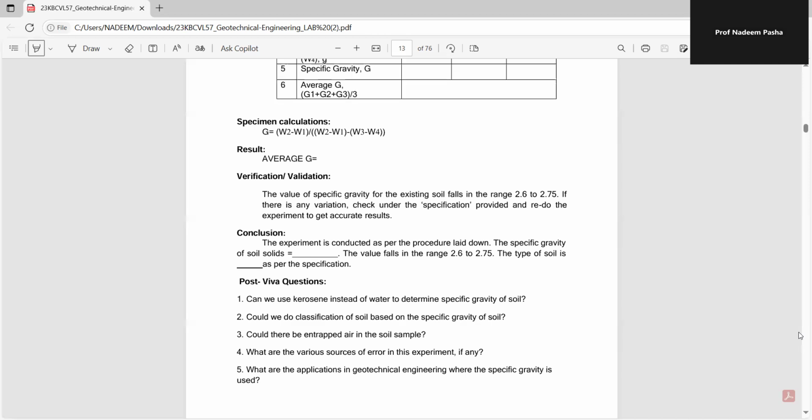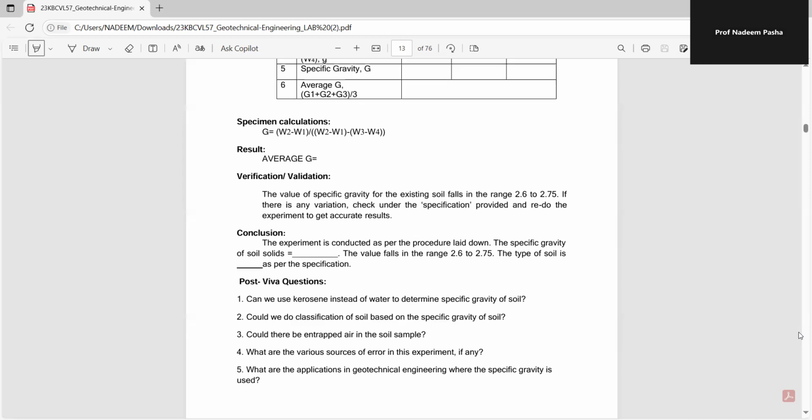So the conclusion is the experiment is conducted as per the procedure laid down. The specific gravity of soil solids falls in the range 2.6 to 2.75. The type of soil is as per IS specification.